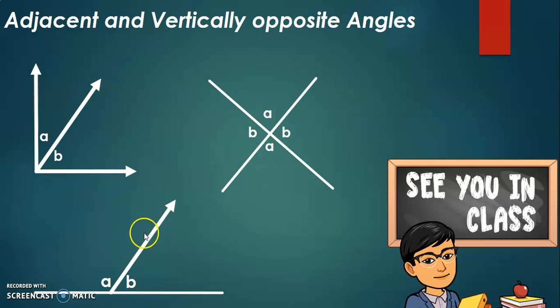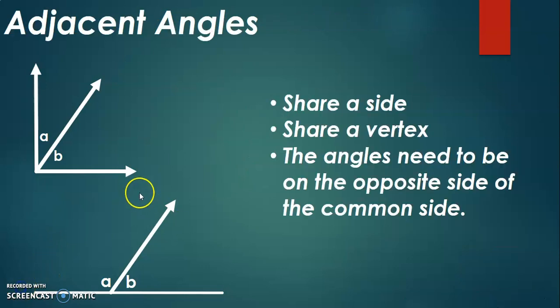Hello everyone. For today's lesson we will be going through adjacent and vertically opposite angles. As you can see in the diagrams over here, there are a few properties and criteria that you need to know for these angles. So let's begin. The first one up is our adjacent angles.